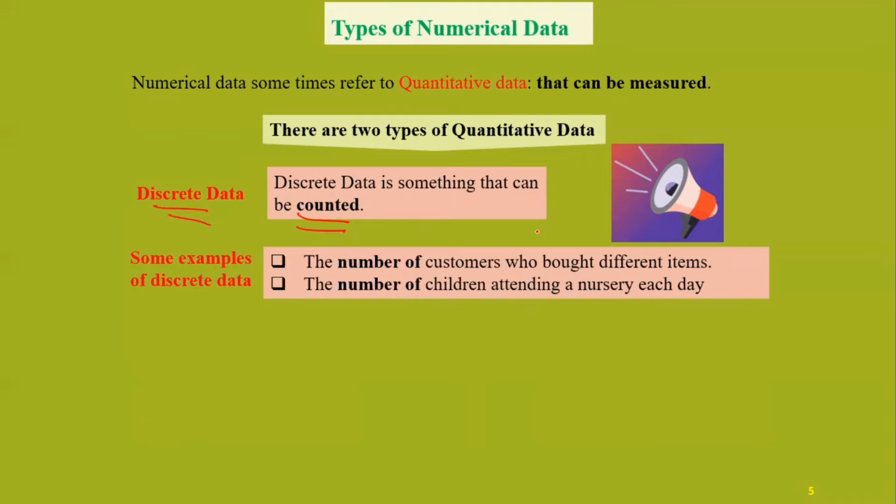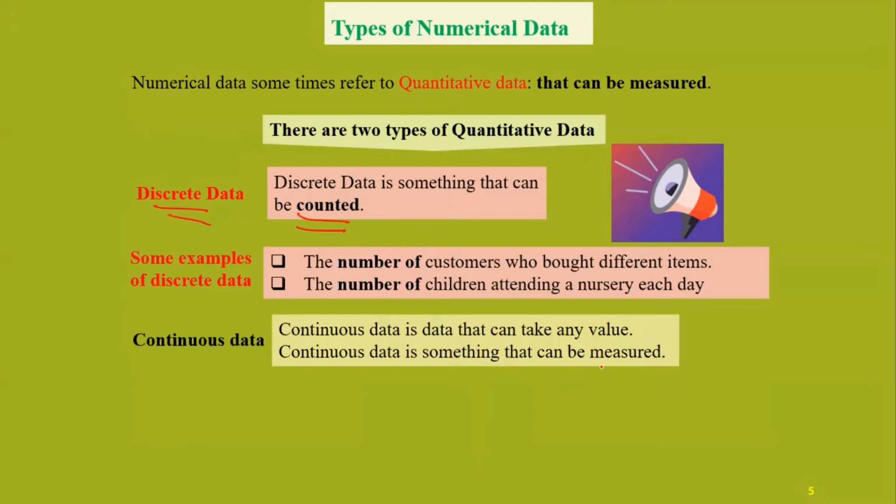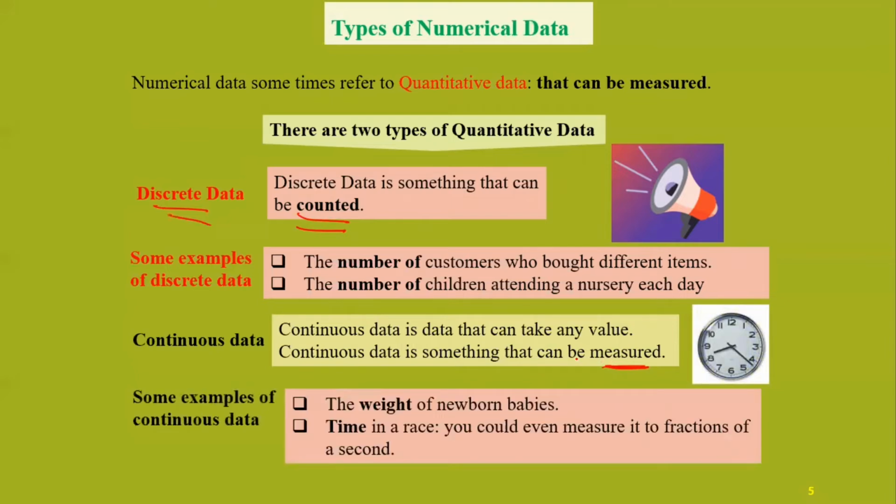The other type of data is continuous data. Continuous data is something that can be measured. A few examples are the weight of newborn babies. It can be 2 pounds, it can be 2.1 pounds. Time in a race, you could even measure into fractions of a second, correct? So this is measurable data. The continuous data is that which can be measured.